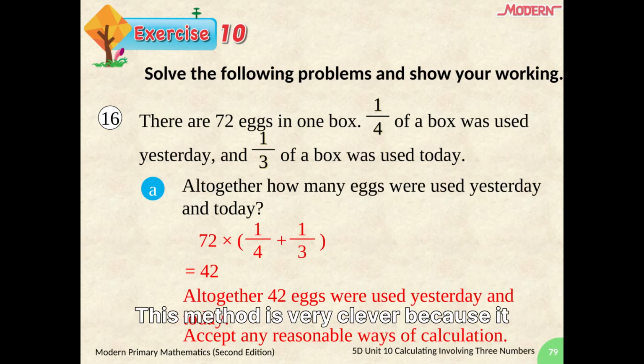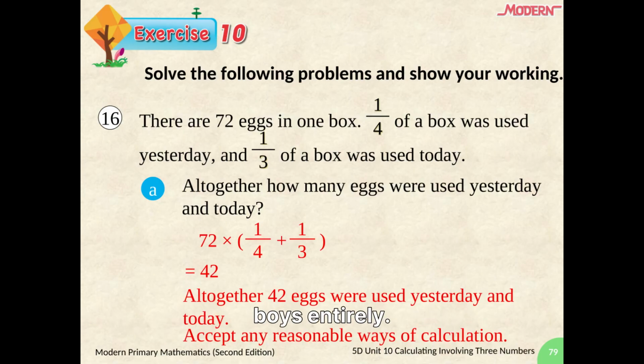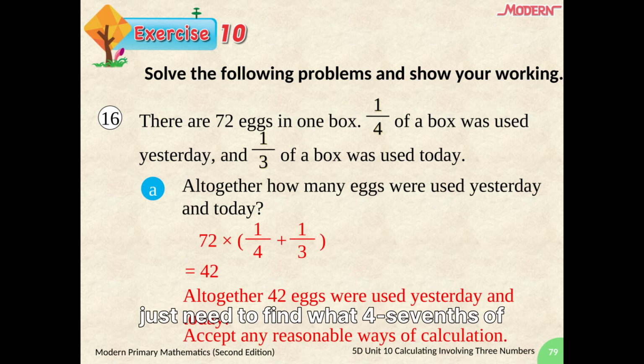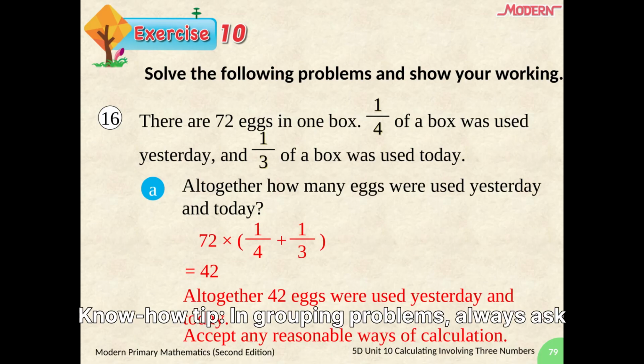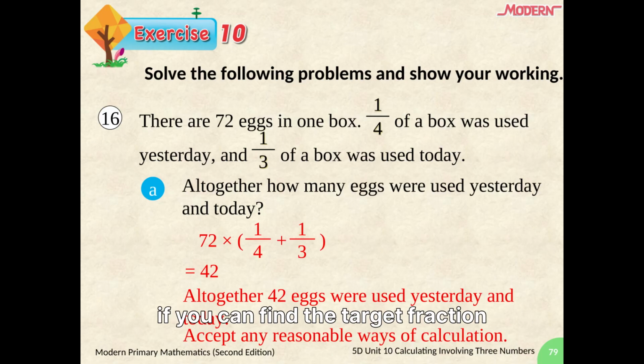This method is very clever because it lets us skip finding the number of boys entirely. Look at the bar model. It shows the whole divided into 7 parts. 3 parts are blue for boys and 4 parts are orange for girls. This visual makes it clear that we just need to find what 4/7 of the total is. Know-how tip. In grouping problems, always ask if you can find the target fraction first. It often saves you a whole calculation step.